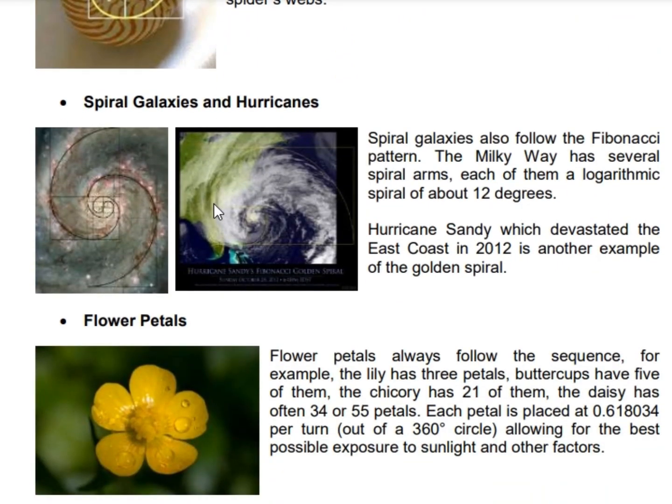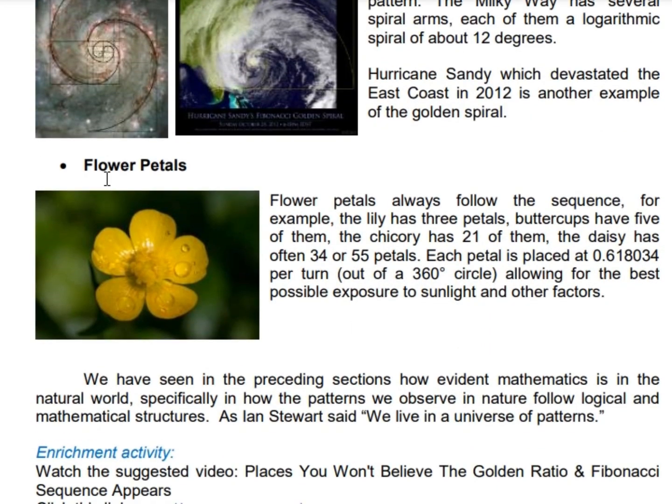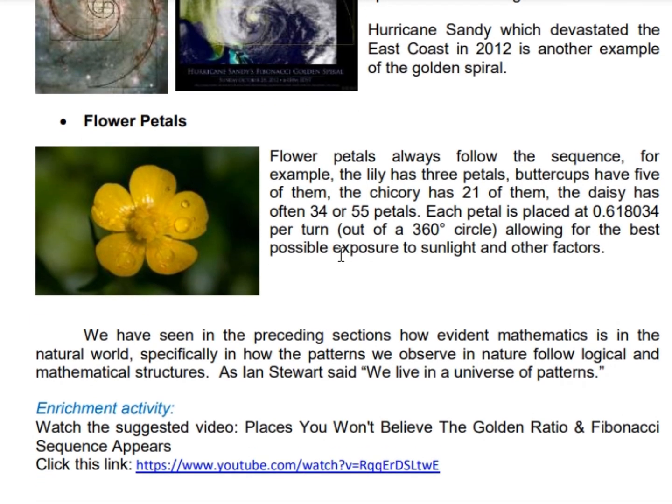We can also see the Fibonacci sequence in spiral galaxies and even hurricanes. We can also see it in the petal counts of flowers, just like what we did a while ago. Flower petals always follow the sequence. For example, the lily has 3 petals, buttercups have 5. And just like we had a while ago, the anthurium, the bougainvillea, the euphorbia, and daisies.